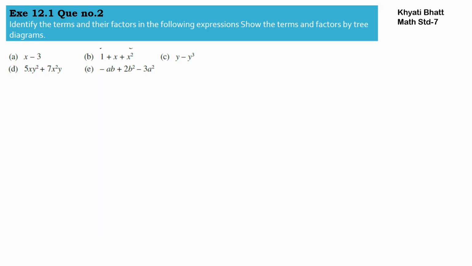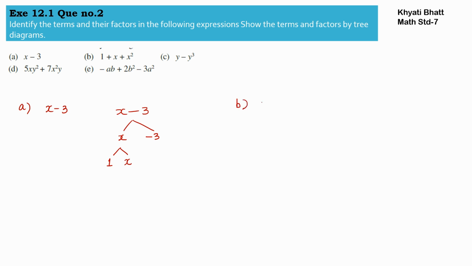Exercise 12.1, question number 2. Identify the terms and their factors in the following expression. Show the terms and factors by tree diagram. So let us take the first one, x minus 3. For this, we have two terms here, x and minus 3. So x is in multiplication. x is a product of 1 and x, and here minus 3 is alone without any algebraic expression.